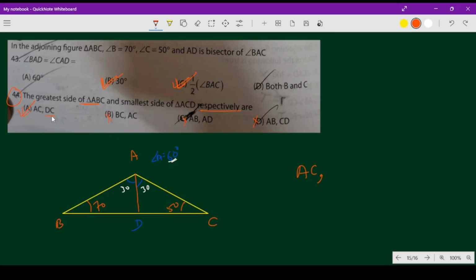We can check DC also. They ask for the smallest side of triangle ACD. For triangle ACD, this angle is 50, this is 30, and this is 70 plus 30, which is 100, right? So the smallest angle is angle A. Opposite of this is the side CD, or DC. So option B is correct.